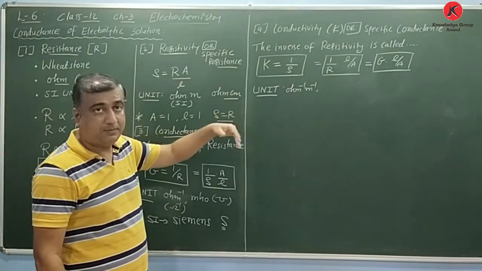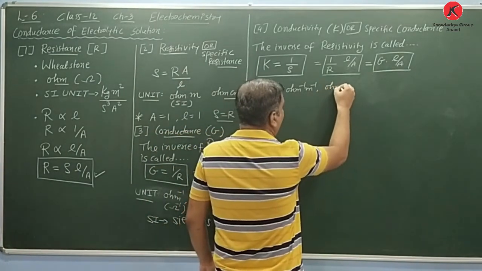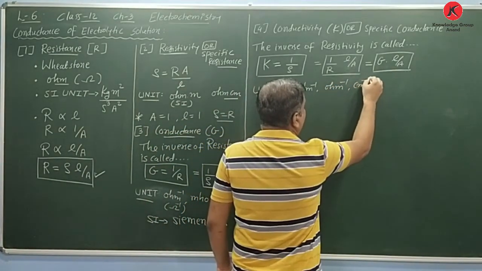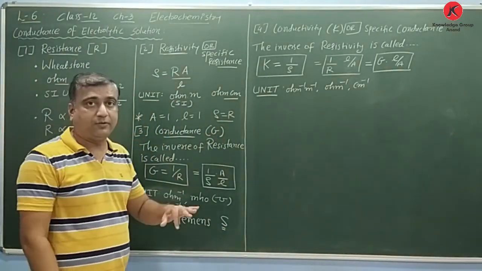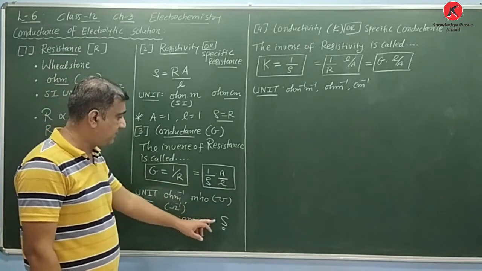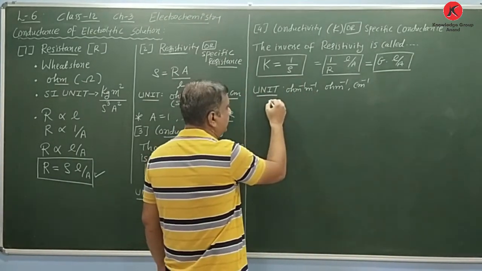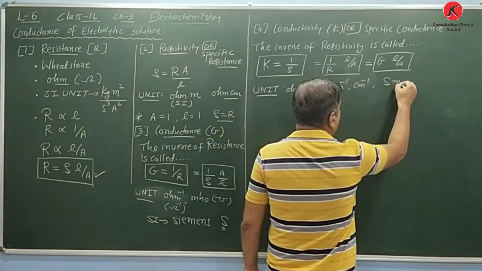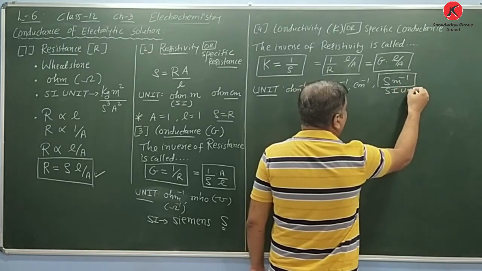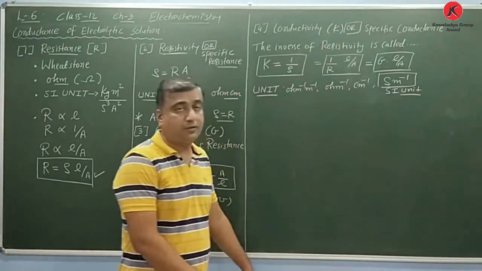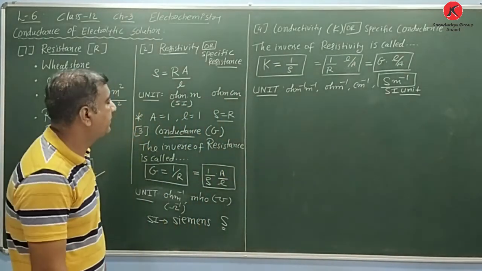Suppose ohm centimeter is the unit of resistivity, then the unit of conductivity will be ohm inverse centimeter inverse. Now we know very well the SI unit: ohm inverse is similar to Siemens. That means the SI unit is Siemens meter inverse. This will be the SI unit of conductivity.